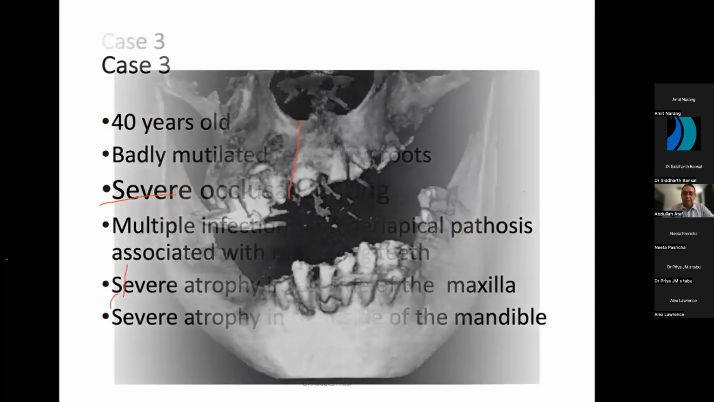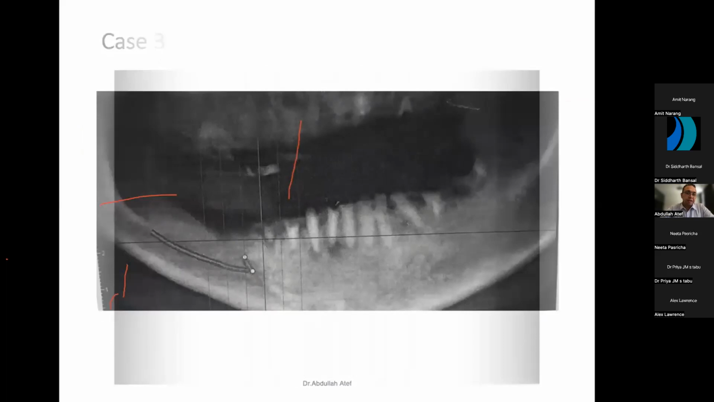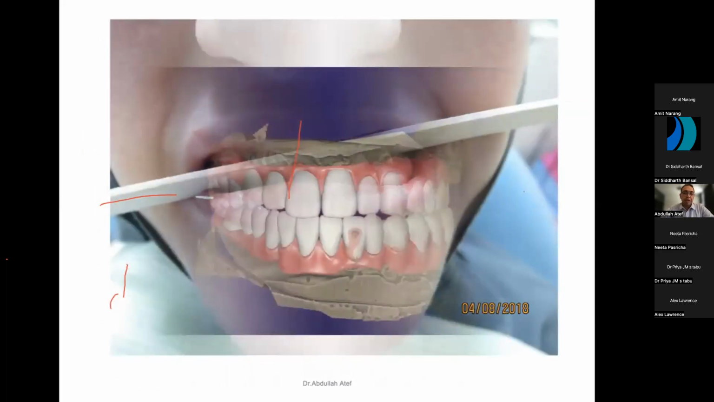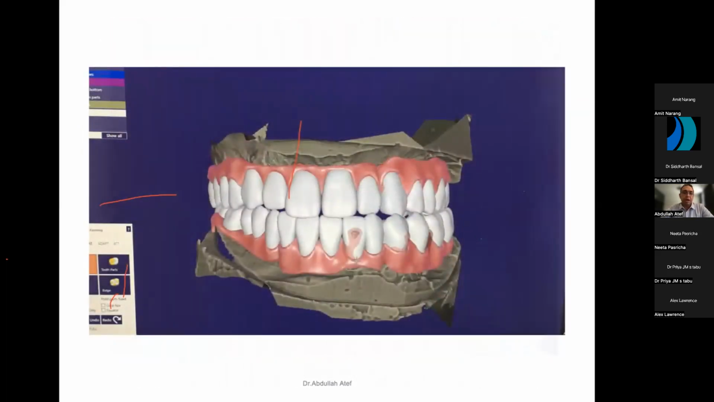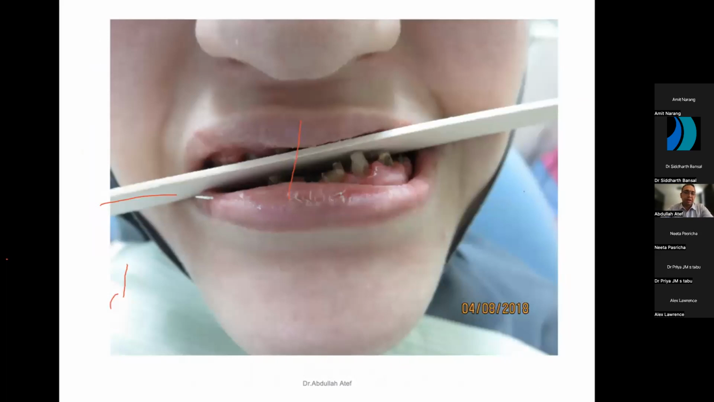Here is the case. You can see how the canting looks with the smiling, and the teeth here, and the alveolar bone loss is obvious in the right side of the maxilla and the left side in the mandible.